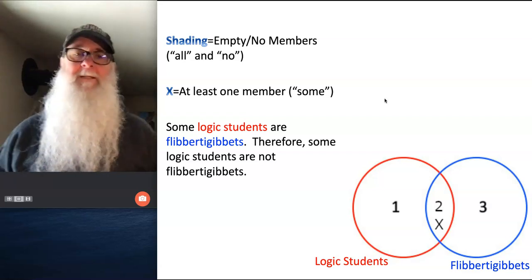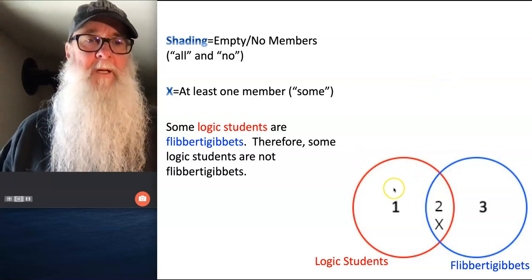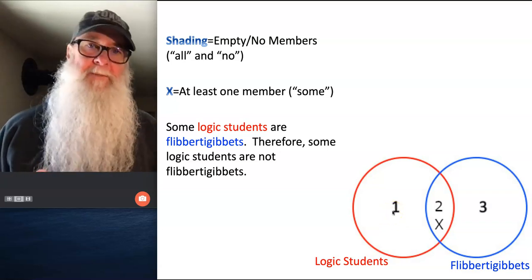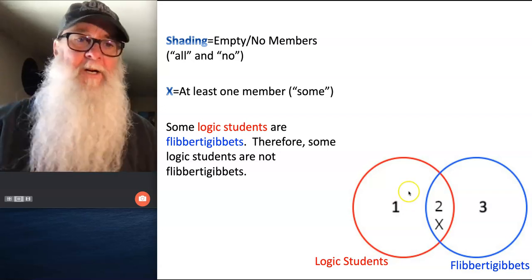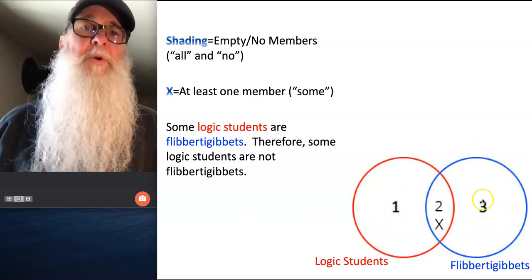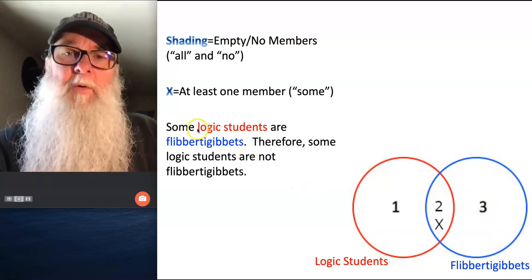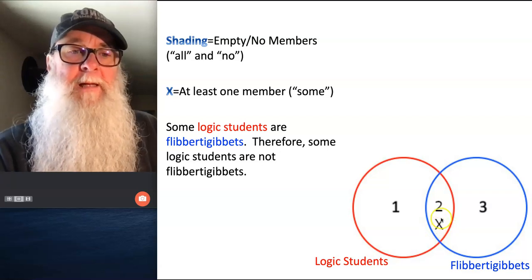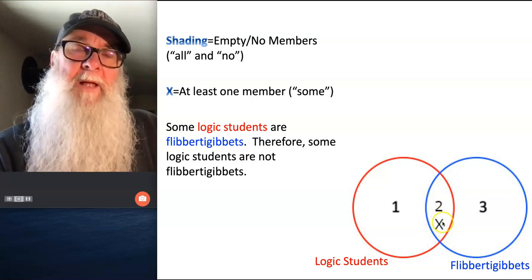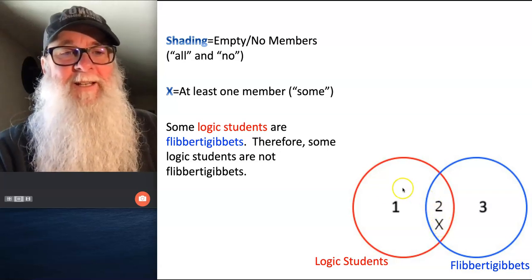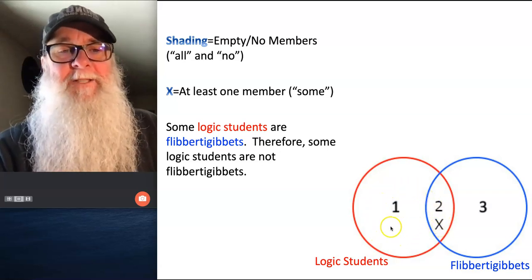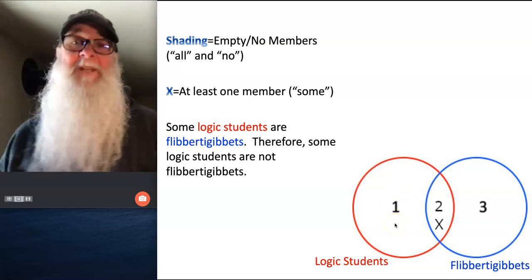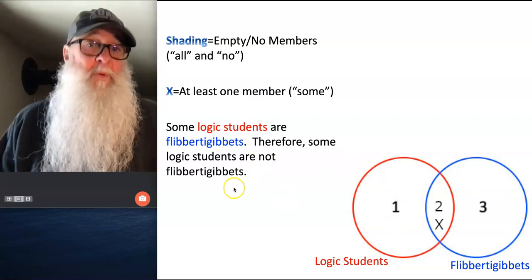Now you may be thinking to yourself, well, yeah, but you didn't turn out the lights in area 1, so if the lights are on, there's something there. No. There may be something in area 1. There may be something in area 3. I just don't know. The only thing I know from the premise is that some logic students are flibbertigibbets. So I get to mark this X here to represent that premise statement. But that premise statement does not necessarily give me any indication of what may or may not be in area 1. Okay? So that means maybe there's something there, and this conclusion statement would be true.